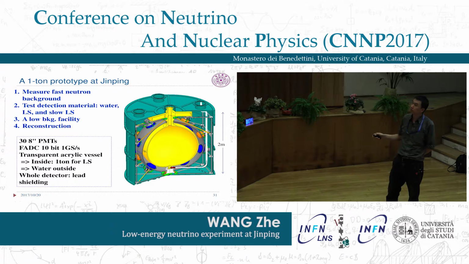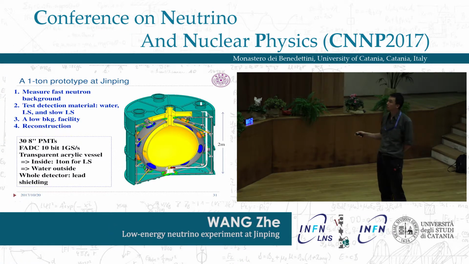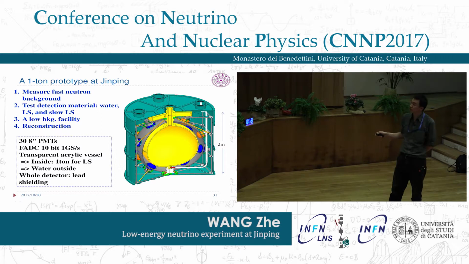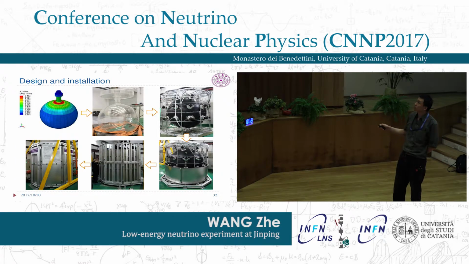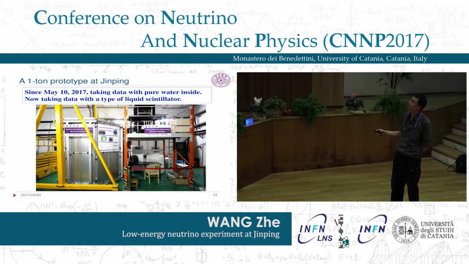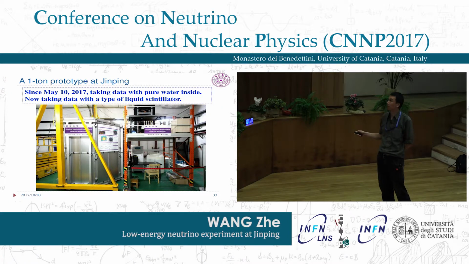It has 30 PMTs, 8-inch PMTs. We use flash ADC to read out. It's 10-bit, 1 gigahertz sampling per second. With the acrylic vessel and the 1 ton of liquid scintillator, outside is water, and the whole detector has light shielding. So this is the construction. It's complete. Now it's sitting in phase 1 of the CJPL lab.